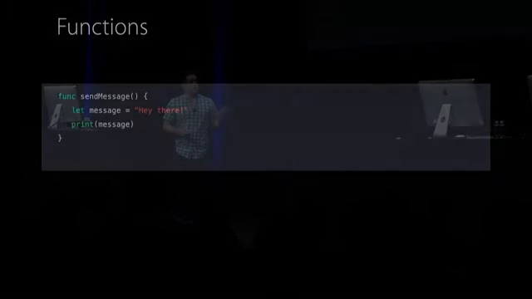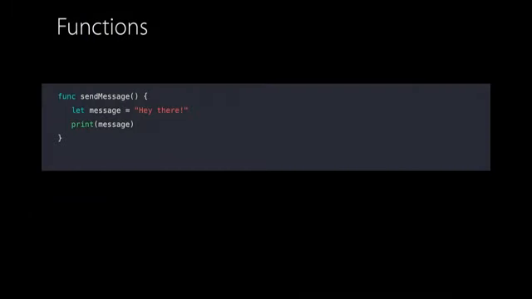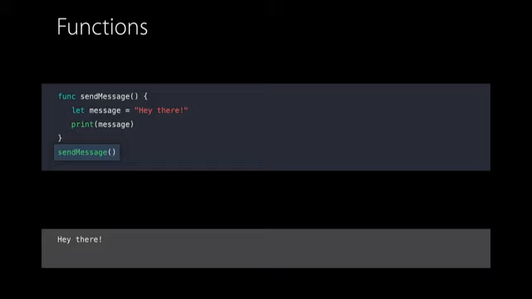Let's get started by looking at how you define a function in Swift. You define a function using the func keyword, and you implement it inside of the curly braces. Here we've defined a simple function called sendMessage that prints a message to the console. And you call this function in an intuitive way by writing its name, sendMessage, followed by an empty pair of parentheses.